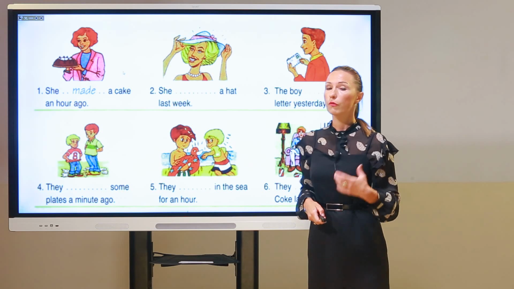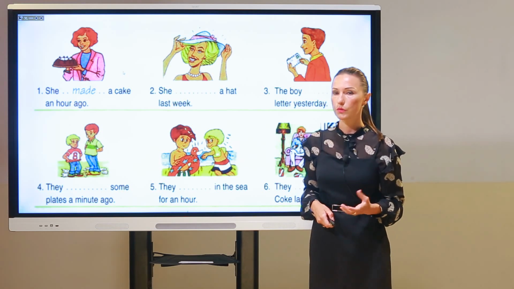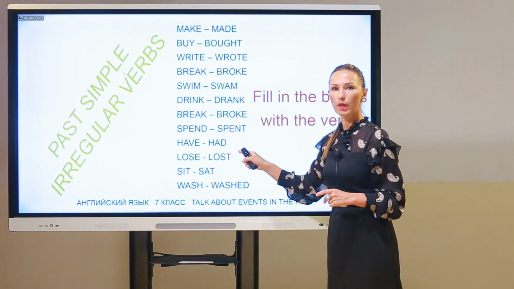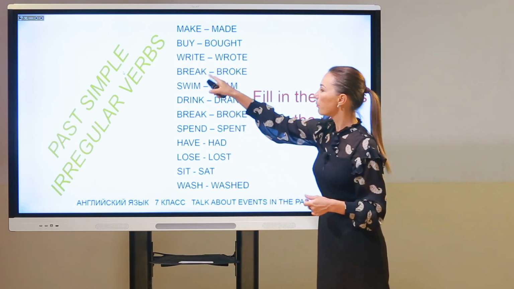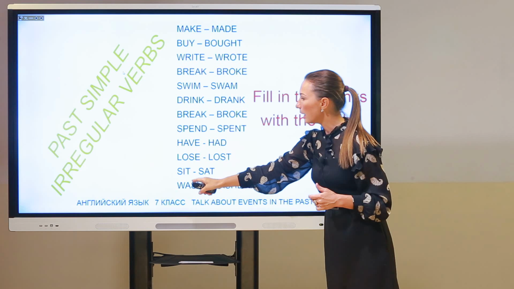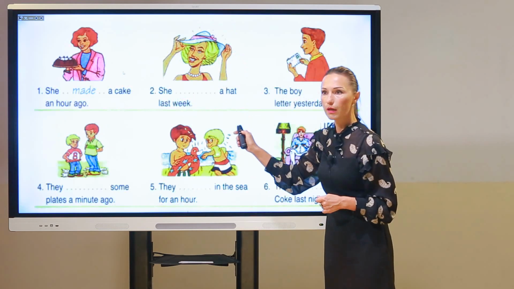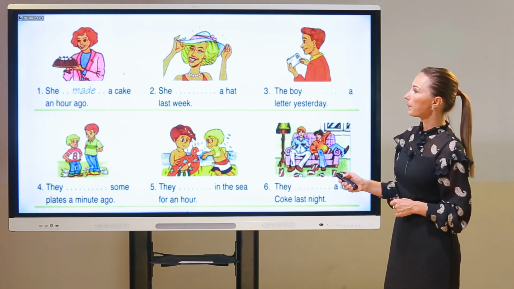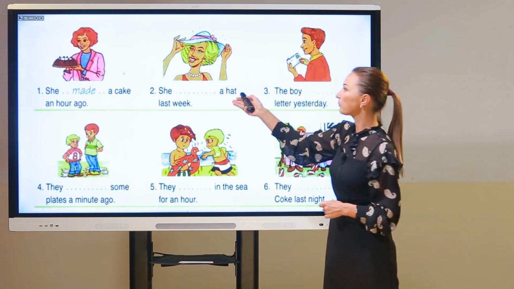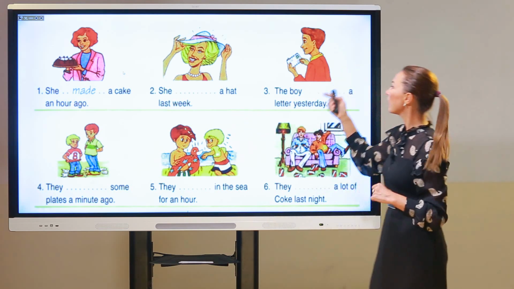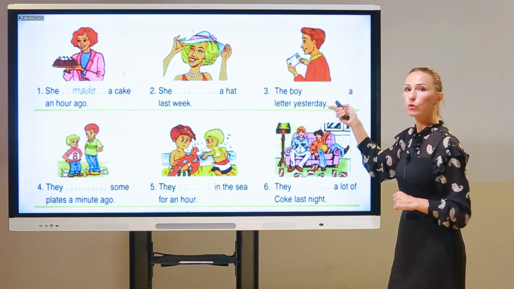So what form of the verbs will you use? Second, this one. Okay, guys, this one. My questions were in first form, and your answers are in second form. Okay, so she bought a hat. Good. The boy wrote a letter.